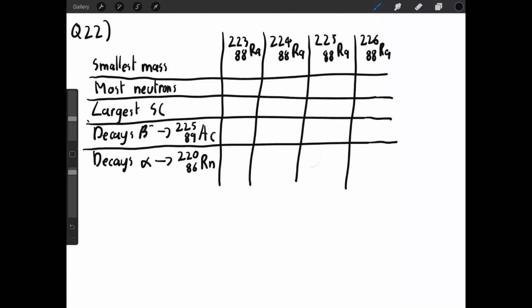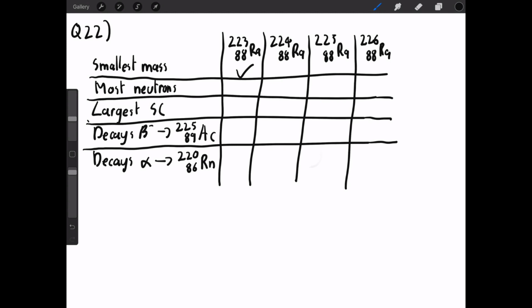Last question, question 22. We have a table below containing five statements that refer to isotopes of radium. It's a tick box to identify the appropriate isotope. The first one has been completed for us, so I'll put that in there.